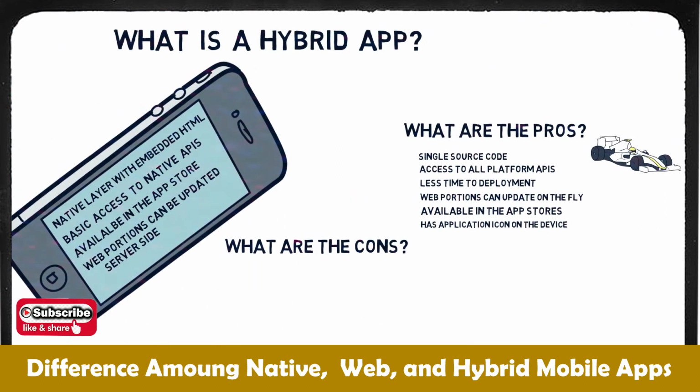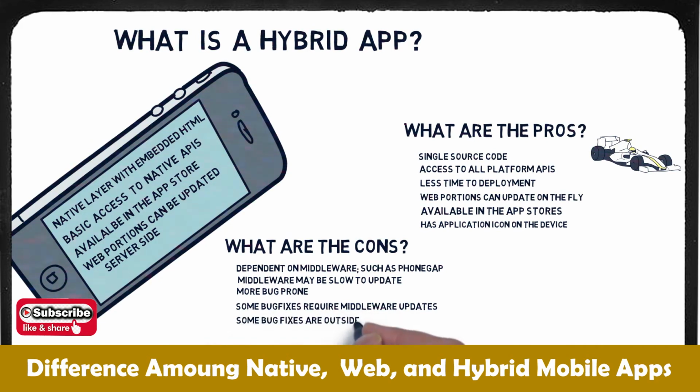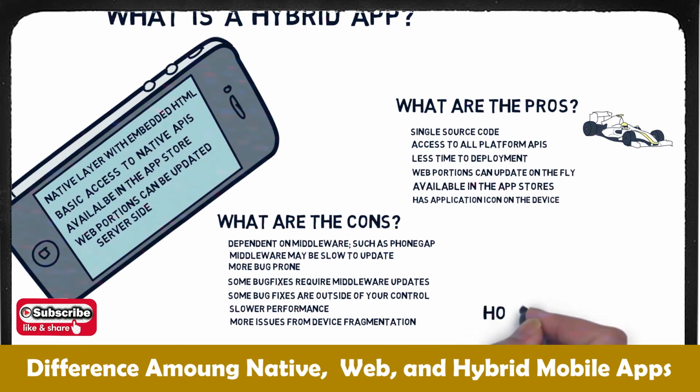May be dependent on middleware. Middleware may also be slow to update. They're more bug prone. Some bug fixes require the middleware updates themselves. Some bug fixes are outside of your control, meaning you're completely dependent on middleware to fix them. They usually have somewhat slower performance and more issues from device fragmentation. Just to clarify what I mean by middleware, that means something similar to like the PhoneGap applications.